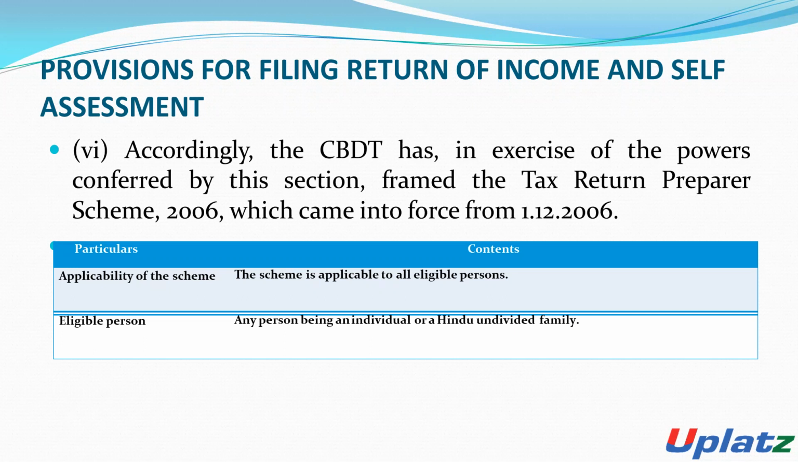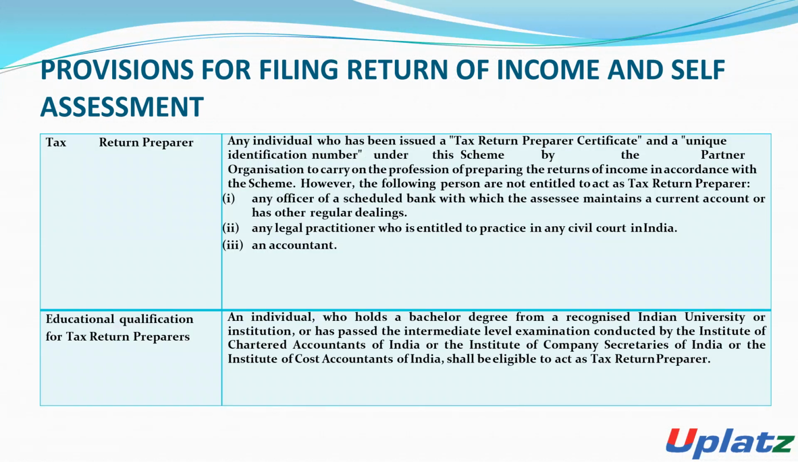Applicability of the scheme. This scheme is applicable to all eligible persons. Number two, eligible person means any person, being an individual or an Hindu undivided family. It is applicable to all individuals. Who is the tax return preparer?